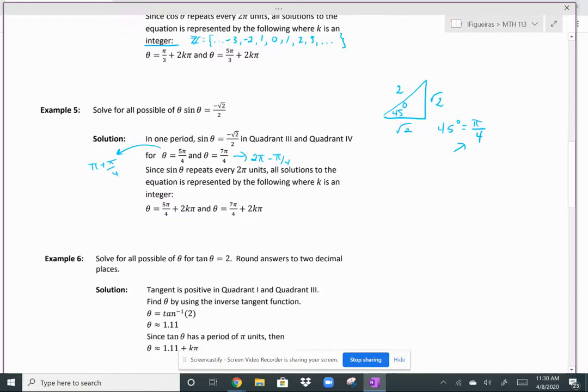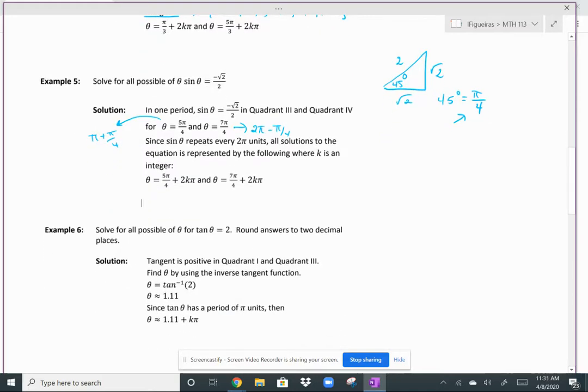All right, so here's another one. We want to solve for all possible values of theta for tangent of theta equal to 2. And we want to round these answers to 2 decimal places. And again, we'll present it in radians. So this would be in radian mode. We don't know a special triangle that has 2 over 1. So that comes from here, 2 over 1 as opposite over adjacent. So we need a calculator.